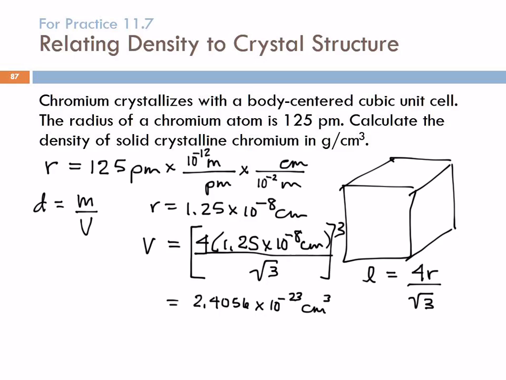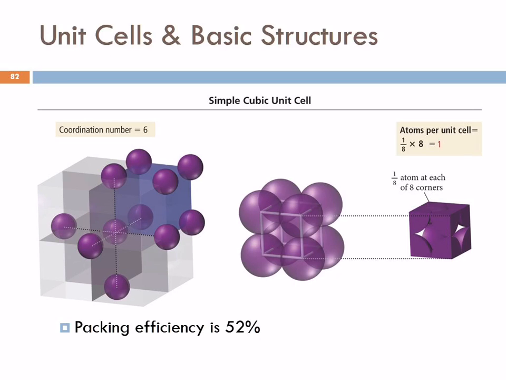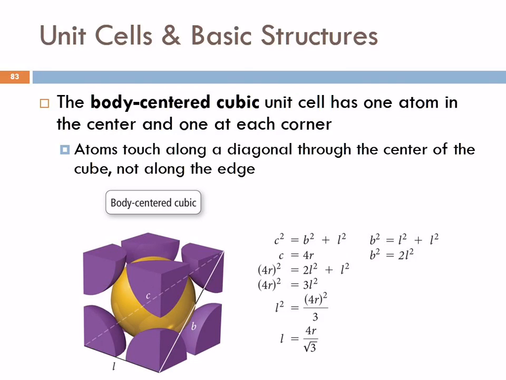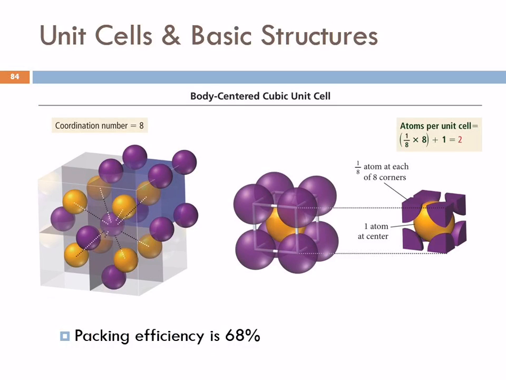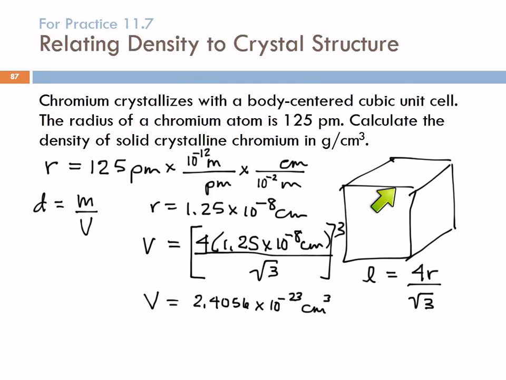So that's one of the things we need to calculate the density. We also need the mass. So let's go back and look at the body-centered cubic. We need to know how many atoms are in a unit cell. There's 2. That's something that you're going to have to either memorize or figure out. I won't give that to you. There's the one in the middle. It's body-centered. And then there's an atom centered on each of the corners. There's 8 corners, an eighth of each. So there's 2 in the whole thing. So we have 2 atoms in this volume.